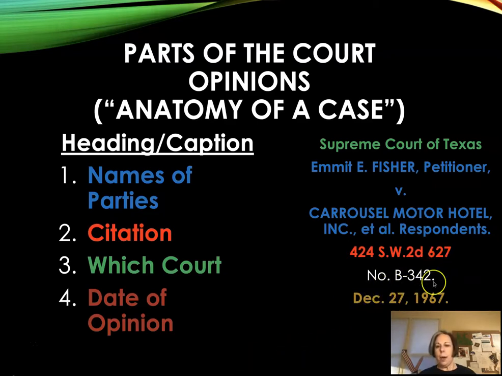This number in white is going to be the docket number, which is an internal docketing number for the courts. And you need to know the date of the opinion. We're going to talk about why in a second. The case of Fisher versus Carousel occurred in 1967. So, Texas in the 1960s.